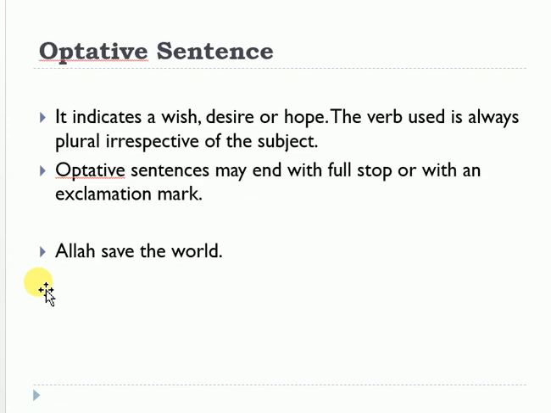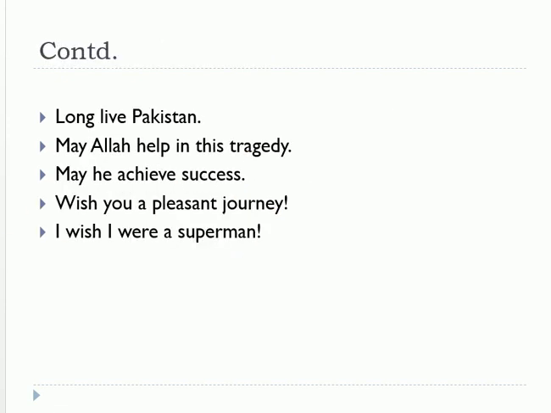Moving on, the next and the last type of sentence is optative sentences. Optative sentences indicate a wish, desire, or hope, and the verb used is always plural irrespective of the subject. For example, Allah save the world. Optative sentences may end with a full stop or with an exclamation mark. That depends. Long live Pakistan. Prayer: may Allah help us or help you in this tragedy. Prayer: may he achieve success. Prayer: wish you a pleasant journey. A wish: I wish I were a Superman. This is also a wish, a desire.